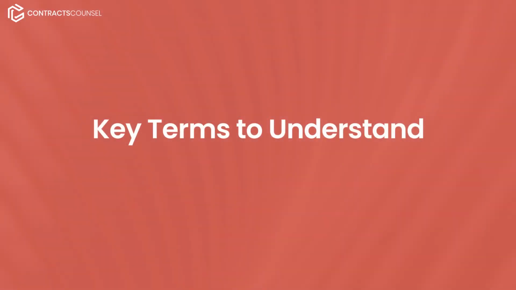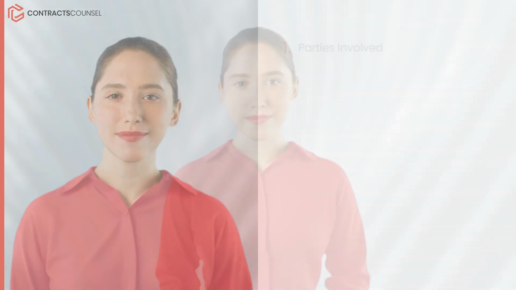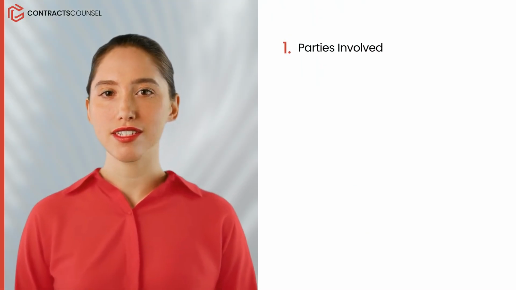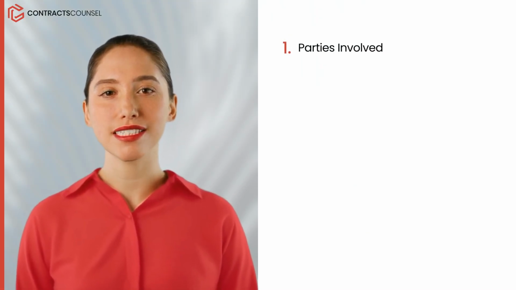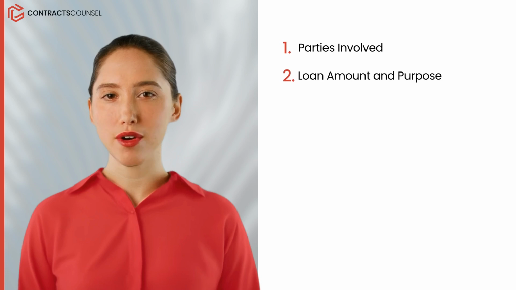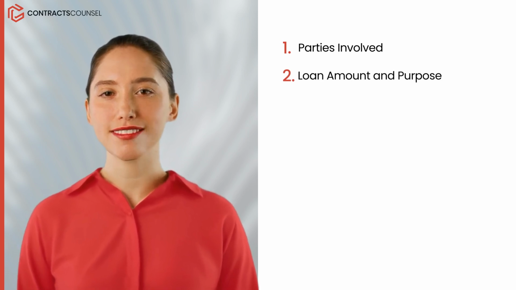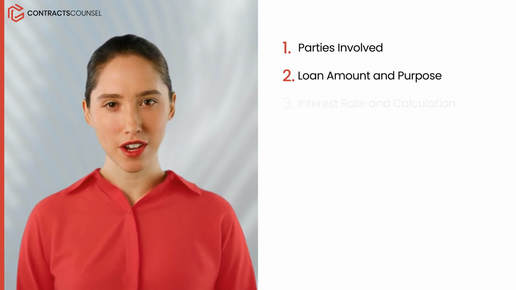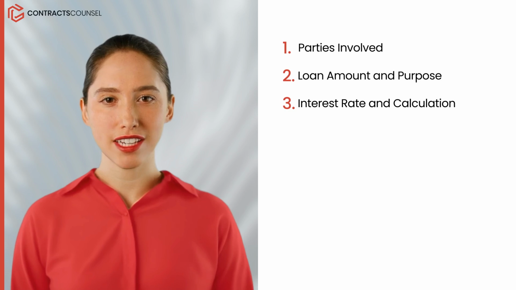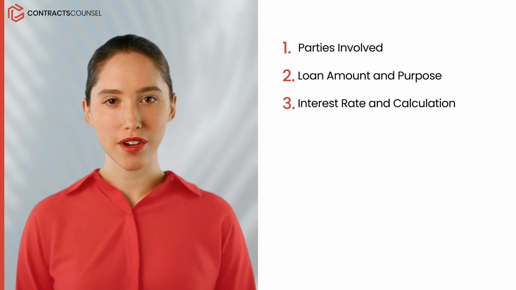Key terms to understand. Loan agreements contain many important terms that you should understand. Here are some key terms to look for. 1. Parties involved. Ensure that the legal names and details of all parties involved are correctly stated. 2. Loan amount and purpose. Confirm the loan amount and its intended purpose as stipulated in the agreement. 3. Interest rate and calculation. Review the interest rate, how it is calculated, and whether it is fixed or variable.